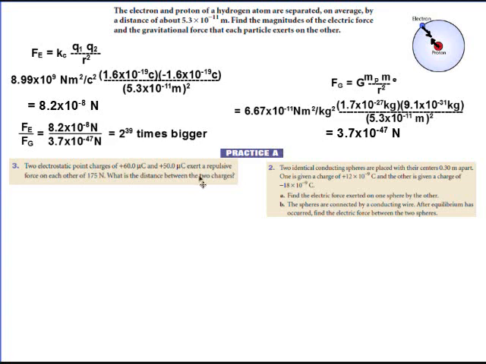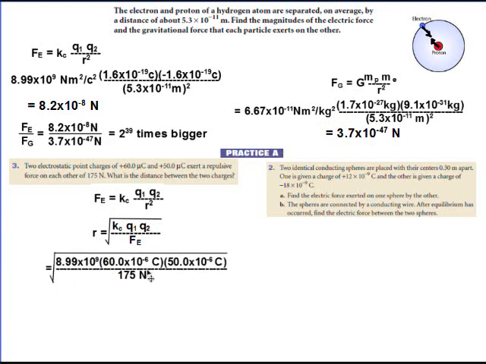Let's go ahead and do a few more problems here. Two electrostatic point charges of 60 microcoulombs and 50 microcoulombs exert a repulsive force on each other of 175 newtons. We just want to determine the distance between the charges. So again, I'll start with the Coulomb equation. I'm going to change that equation around for r. I'm just going to multiply both sides by r squared, divide both sides by the electric force, and take the square root.